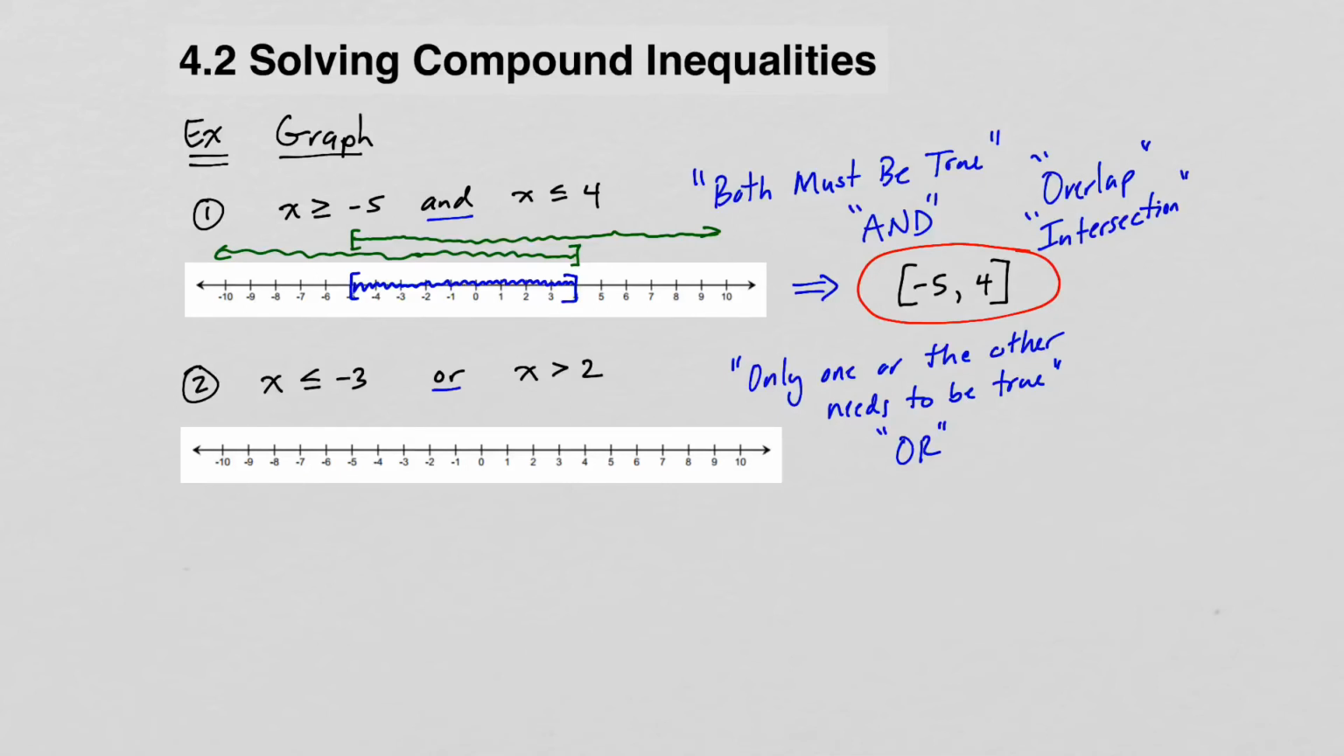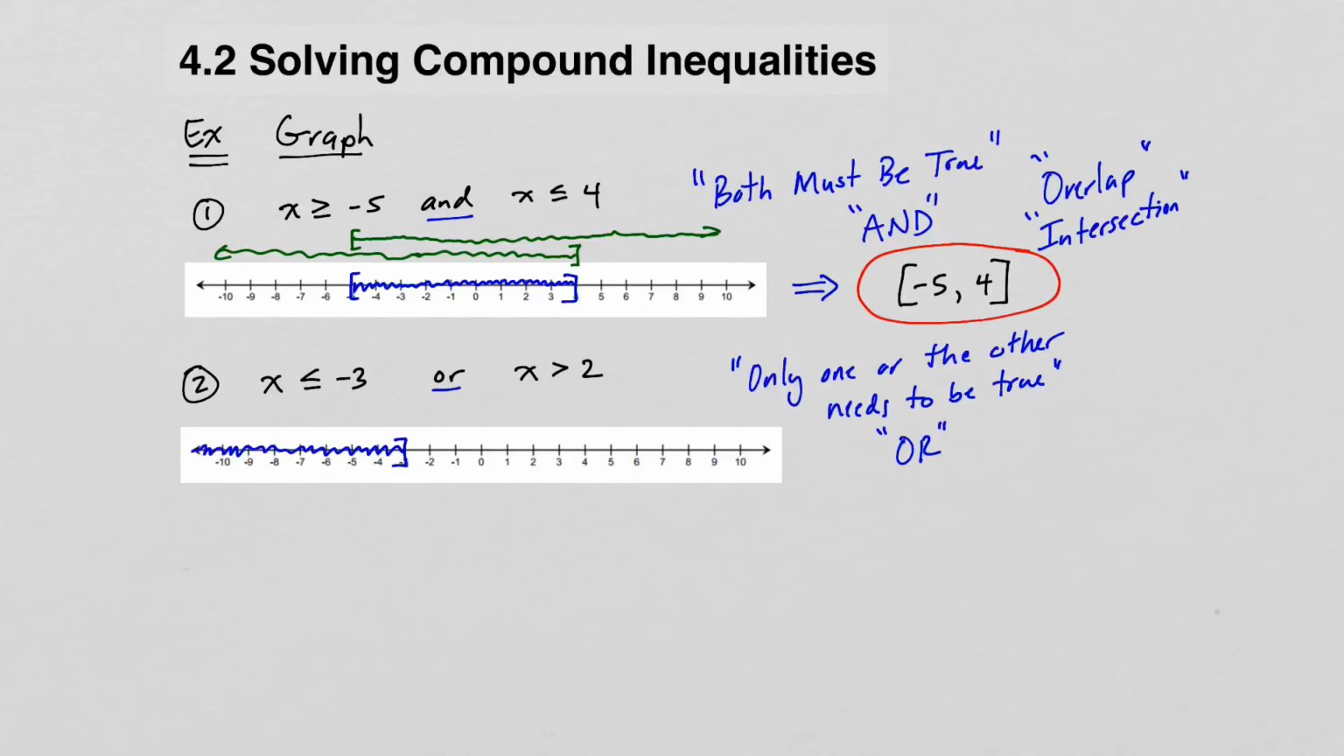So let's think about all the numbers x that are less than or equal to negative 3. And there's no need to air graph here. So I'm just going to graph right on the number line. X is less than or equal to negative 3 would be all of these numbers.